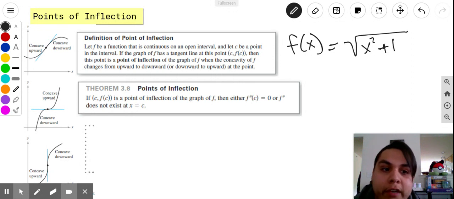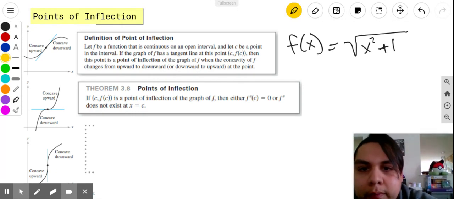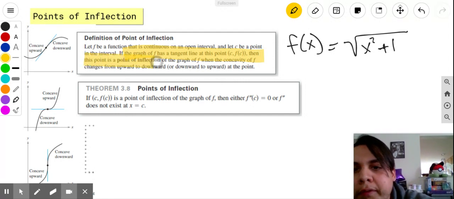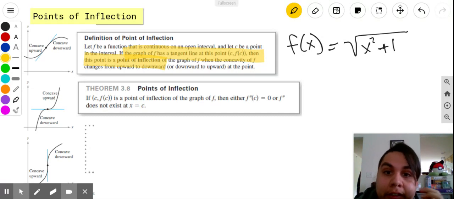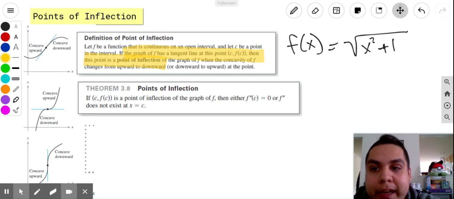Okay. So we have a couple pictures here on the side to help you make sense of what that definition is. The key part that I want to literally highlight for you is this. If the graph of f has a tangent line at this point, then this point is a point of inflection, right? So we have to make sure that the point we choose has a tangent line at this point. So we have a couple visuals next to it so we can see it.